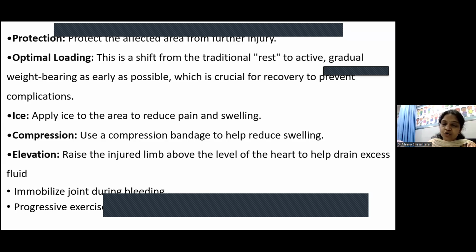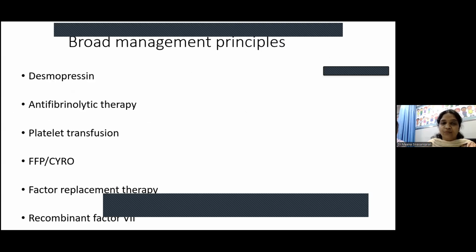Then it's optimal loading. Previously, we had to give rest as much as possible. Now they are moving from rest to starting weight bearing as early as possible, so that it will prevent long-term complications. Next, apply cold compression and elevation of the limb. Immobilize the joint during the bleeding. As soon as it settles, start progressive exercise to improve mobility.